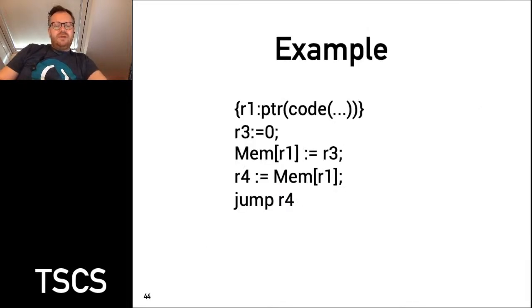Example program again. Here you have the preconditions, and you see that register 1 is a pointer to some code. Then we see that register 0 is initialized by 0, and then the memory of register 1, which is a pointer to code, is set to R3. Then we store the memory location of R1 into R4, and then we jump to this location. So we have just written a 0 at a memory location that should contain a pointer to code. So this should not happen.